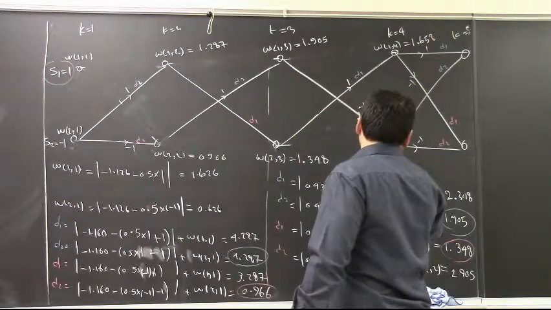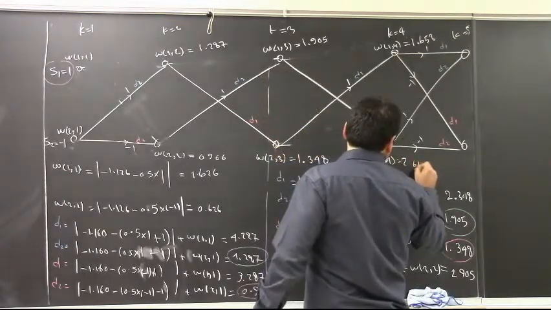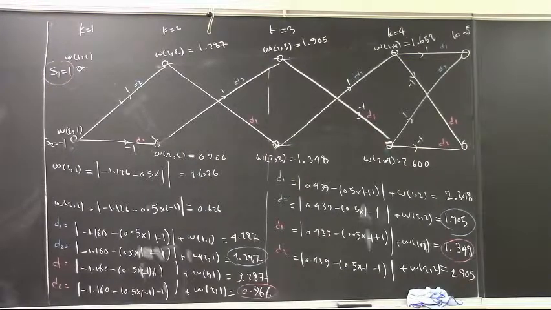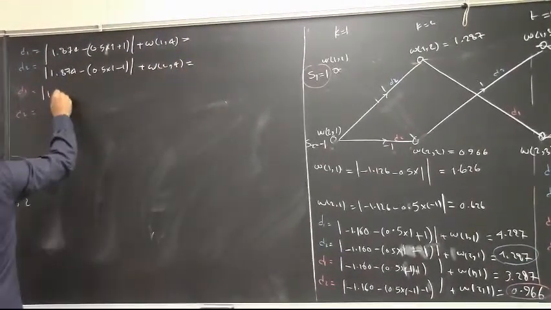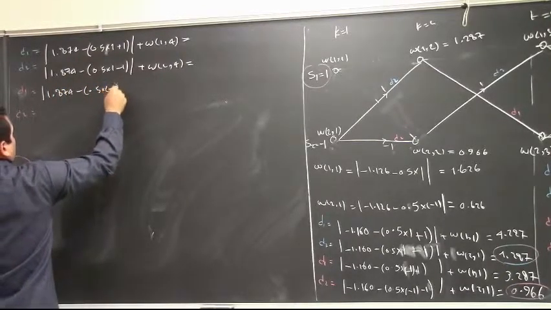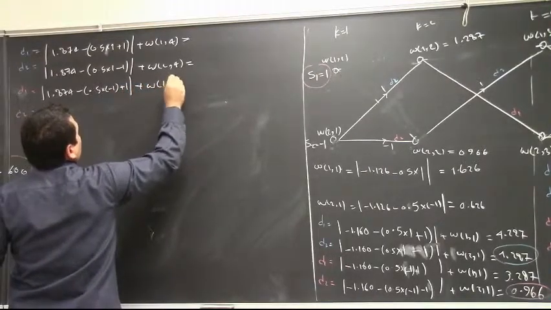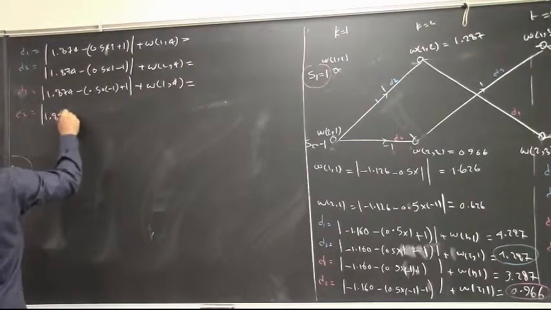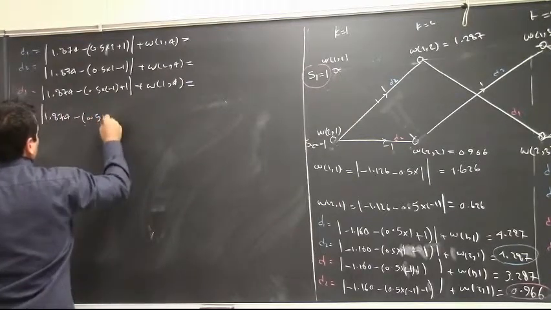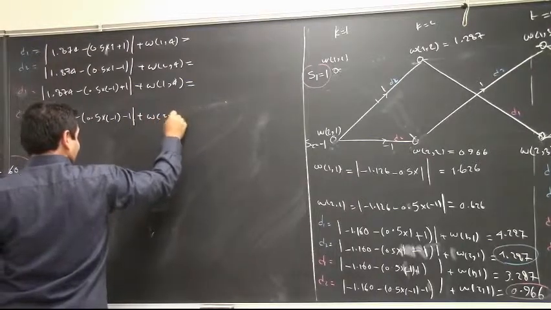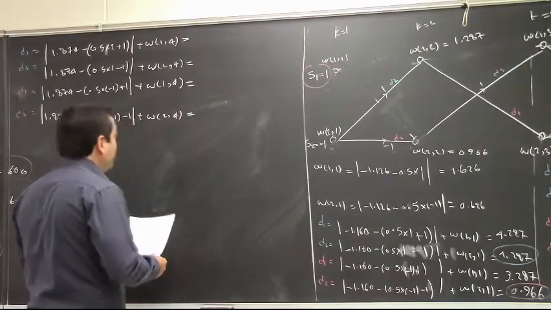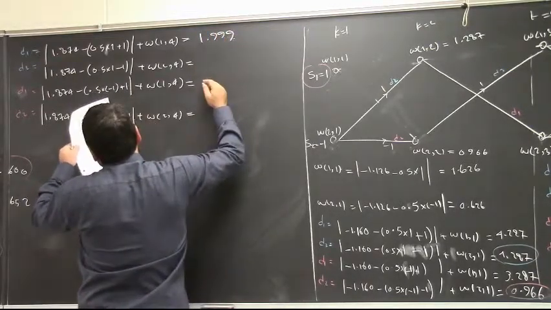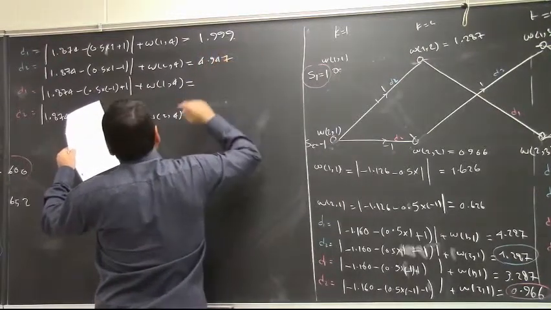And W24 is 2.6. This one is 1.874. Finally, D1, where are you? 1.999. D2. 4.947. D3.